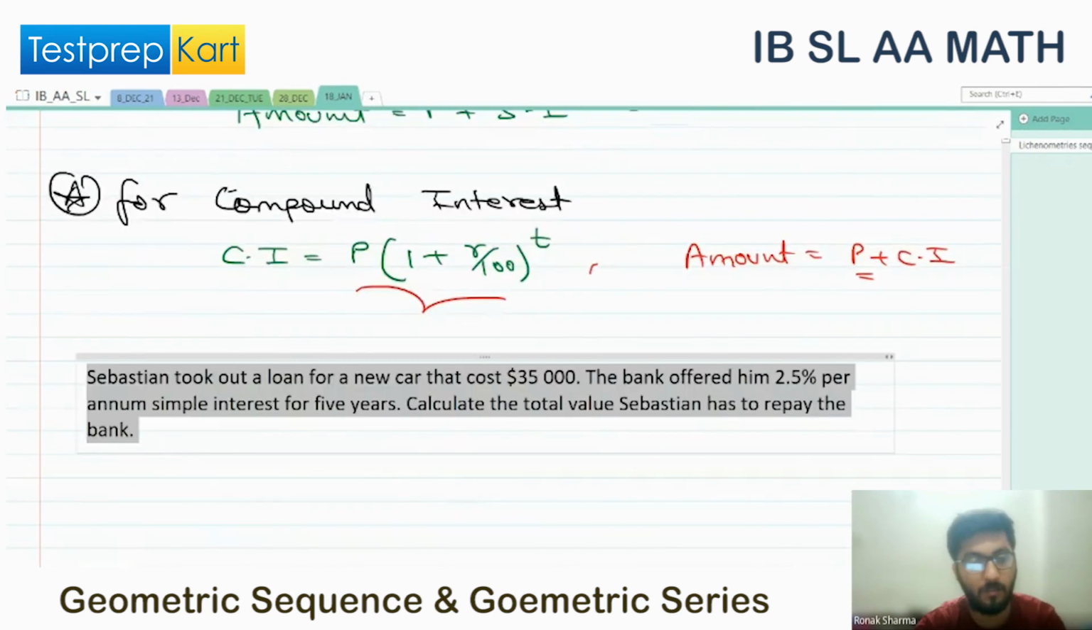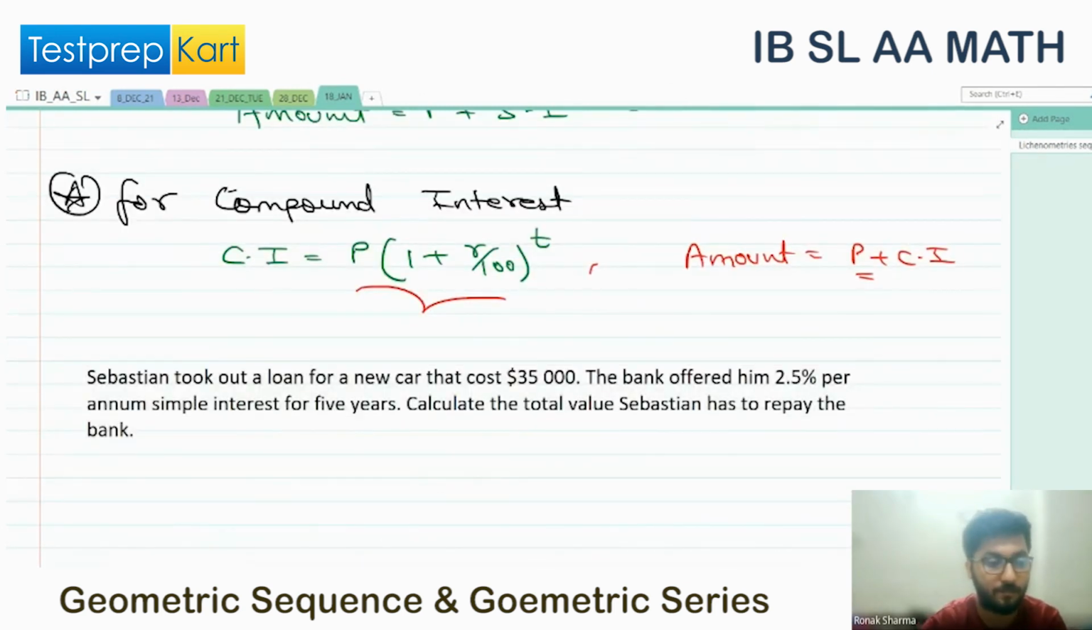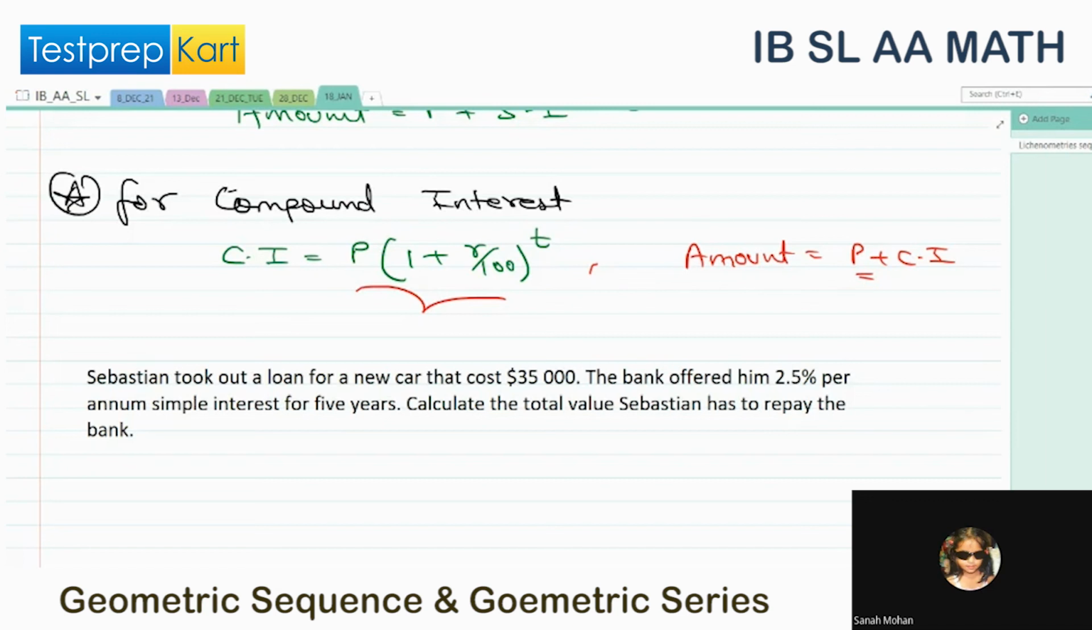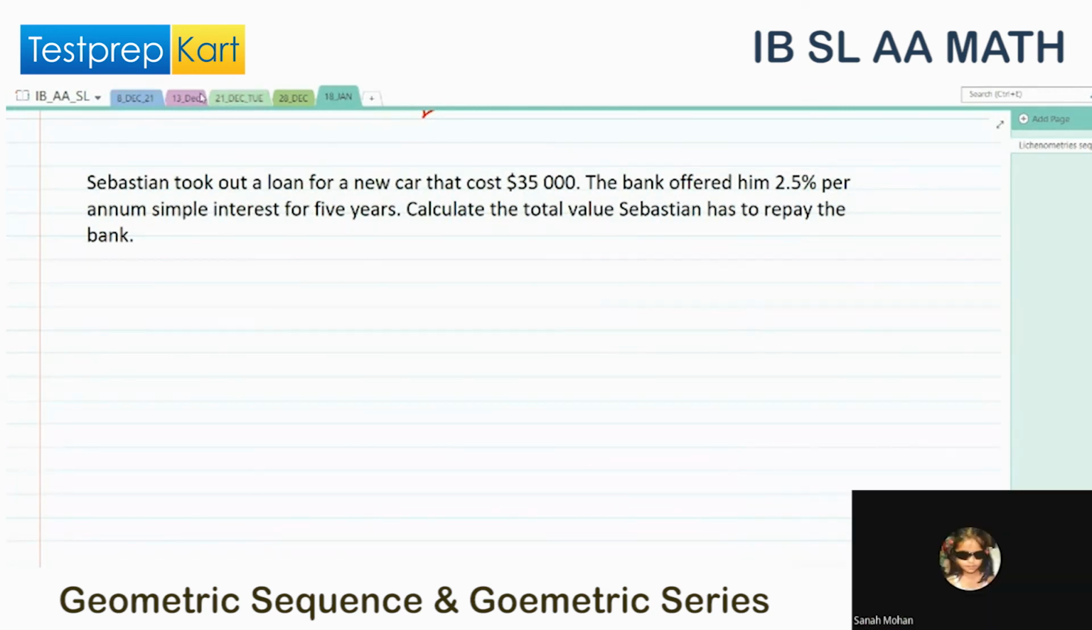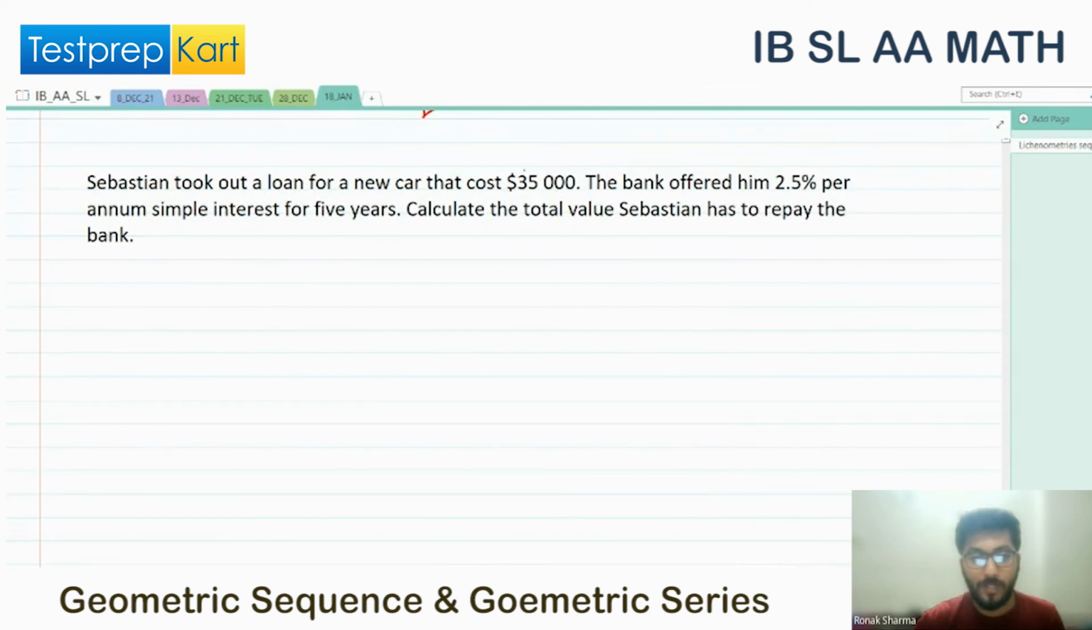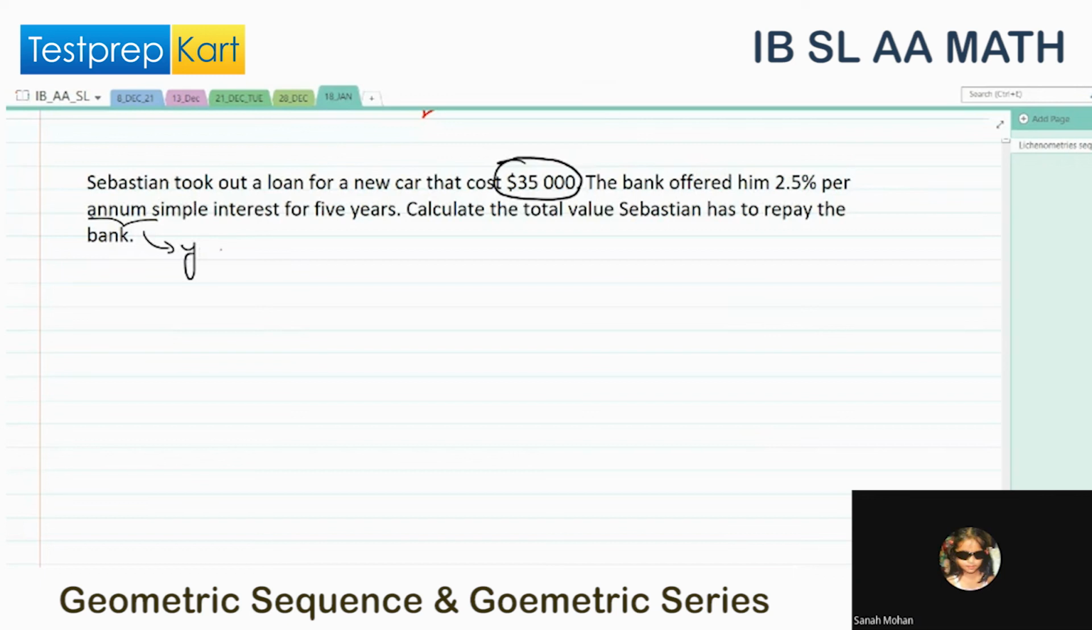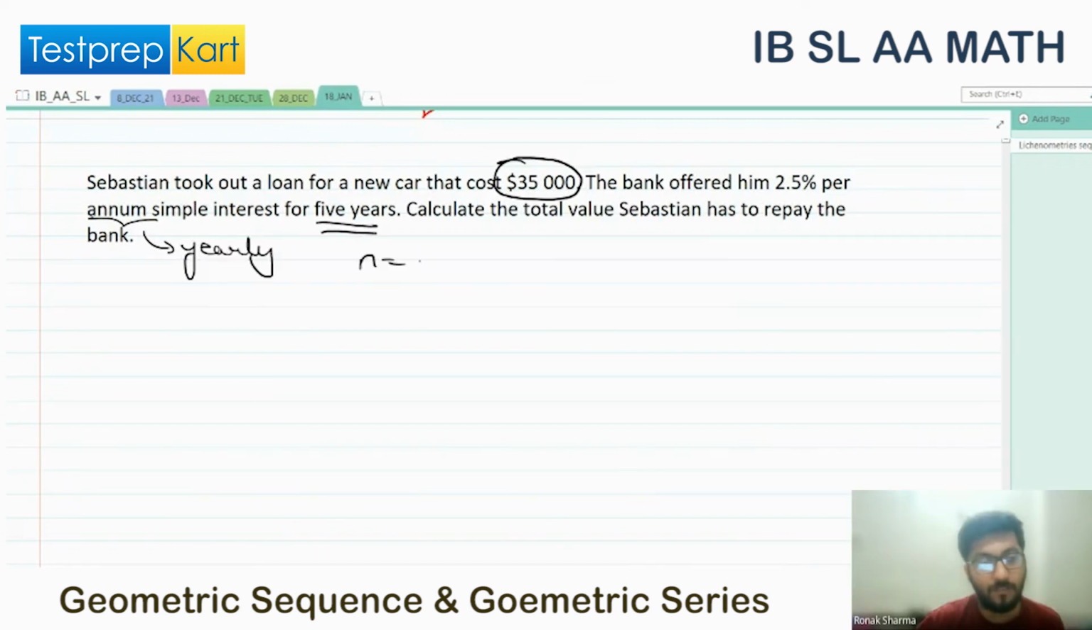Try this question on the basis of the above formulas. Not getting it? Sebastian took out a loan for a new car that cost $35,000, right? Basically, this is the actual amount, the principal amount at the beginning. The bank offered him 2.5% per annum. Annum means yearly, okay? For 5 years. So what is N here? 5. What is P here? 35,000. What is R here? 2.5. So calculate the total value Sebastian has to repay to the bank.